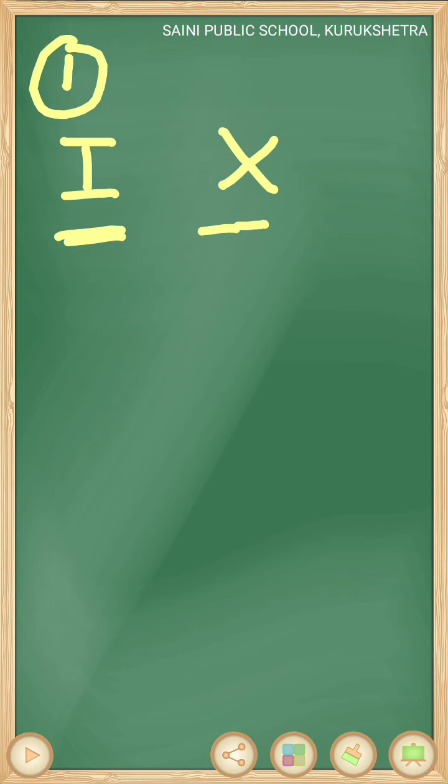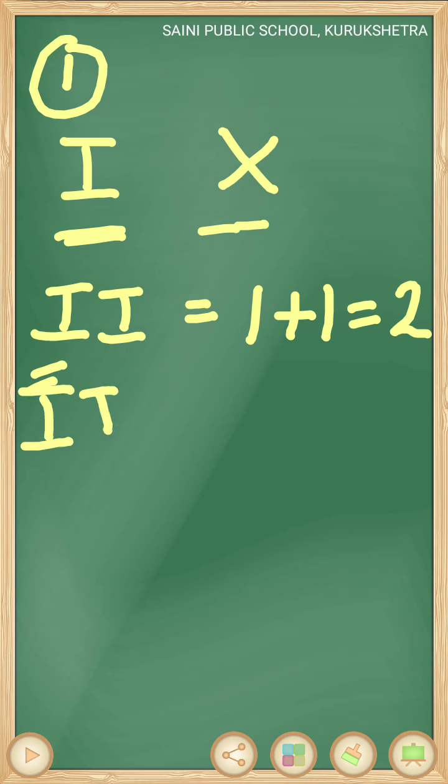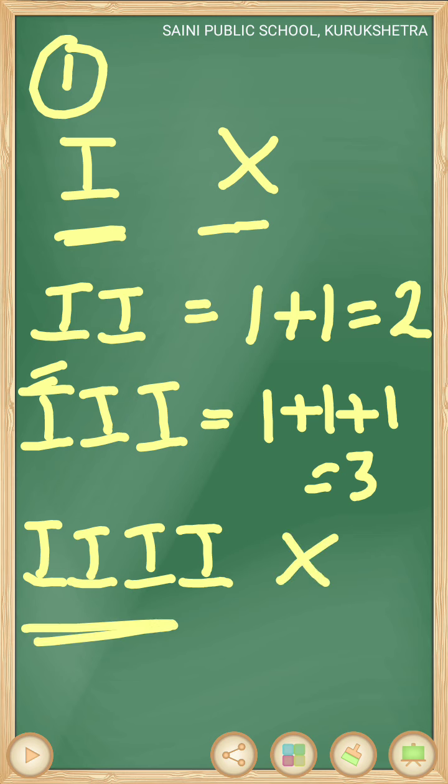For example, if I am writing II, the value of I is 1, so 1 plus 1 is equal to 2. It means I am writing 2. If I want to write 3, I can write III. Its value will become 1 plus 1 plus 1 is equal to 3. But if I want to write 4, I can't write I 4 times. It is wrong. I can use I a maximum of 3 times. The first rule says that I can be used a maximum of 3 times.